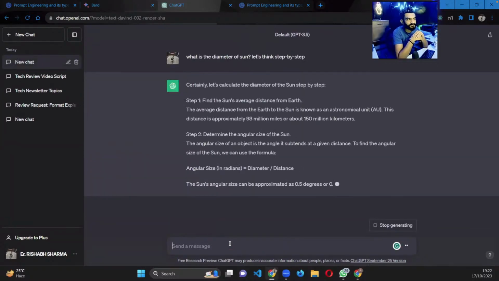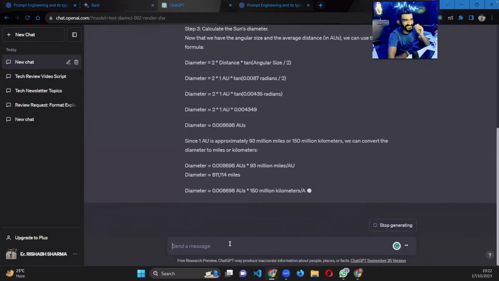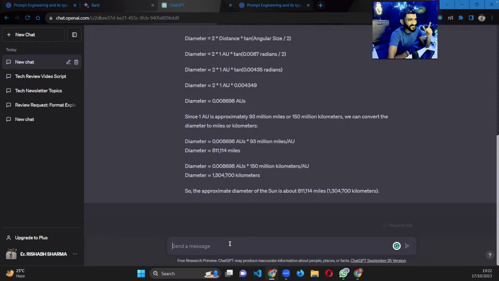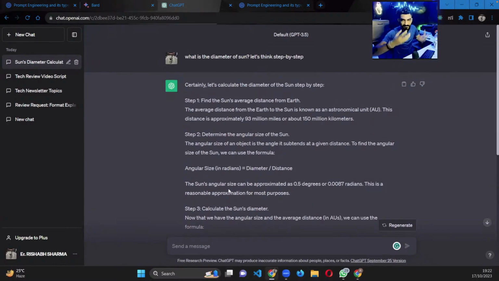See, now it is giving me the step by step. This is the beauty of chain of thought prompting. Now analyze these steps, like how it is calculating the diameter.